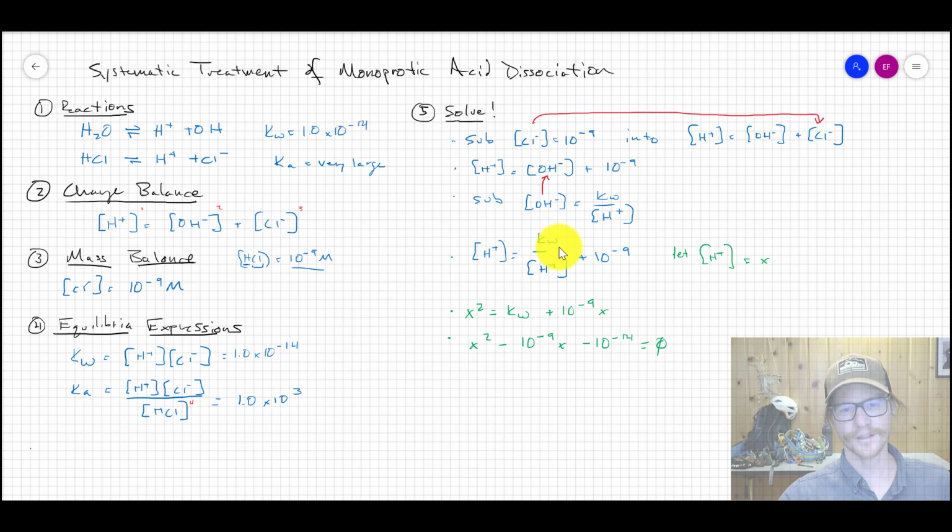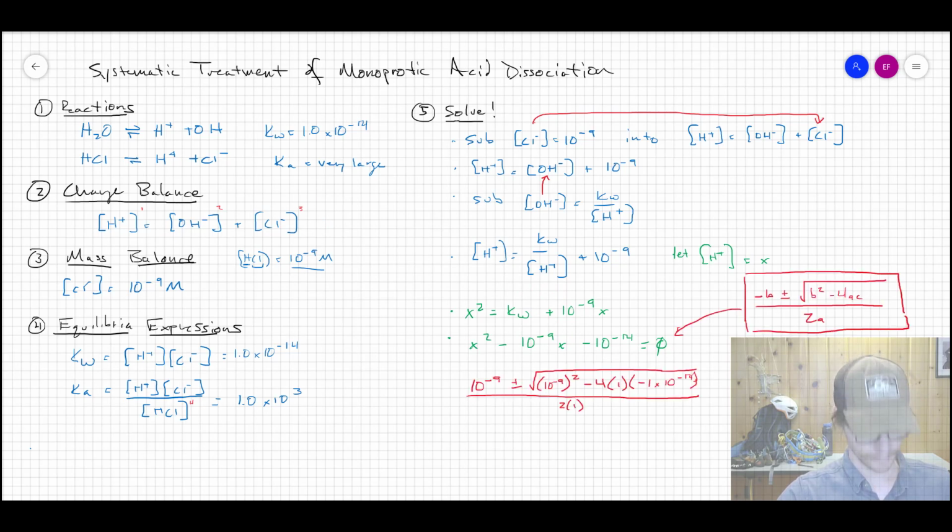I just collect like terms, so just collect the H pluses. And what we get is X squared is equal to Kw plus 10 to the minus 9 X. Rearrange that, set it to 0, so you get X squared minus 10 to the minus 9 X minus 10 to the minus 14, all of that being equal to 0, which now is in the form to be solved by the quadratic equation. Alright, so I just threw up the quadratic equation.